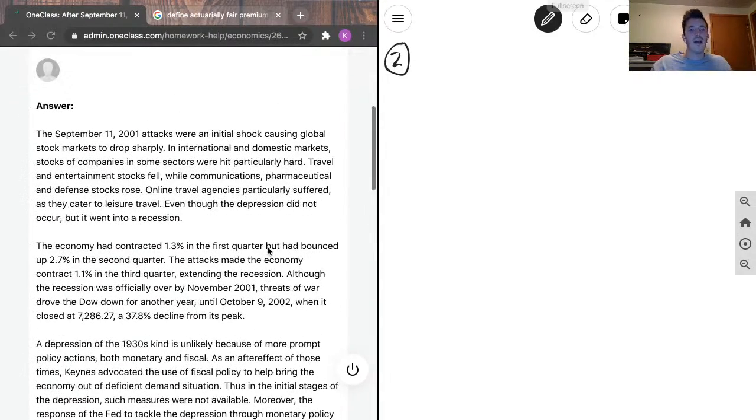And our junior tutor said that the September 11th, 2001 attacks were an initial shock, causing global stock markets to drop sharply. In international and domestic markets, stocks of companies in some sectors were hit particularly hard. Travel and entertainment stocks fell, while communications, pharmaceutical, and defense stocks rose. Online travel agencies particularly suffered as they cater to leisure travel. Even though the depression did not occur, it went into recession.